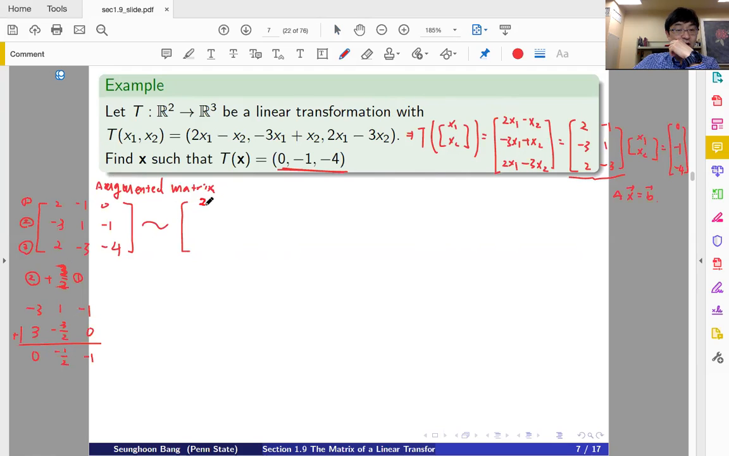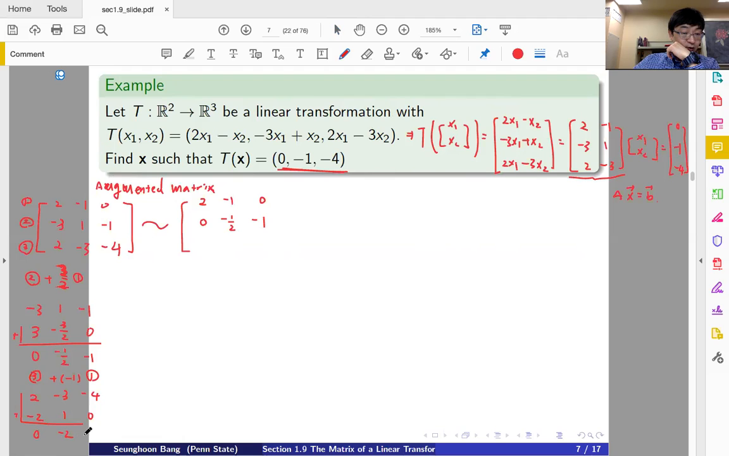So the first row is 2, -1, 0, which doesn't change. The second row is exactly 0, -1/2, -1. How can I do the third row? Exactly, the third row plus -1 times the first row. The third row is 2, -3, -4. The first row times -1 is -2, 1, 0. Add it, so we have here, what's that?